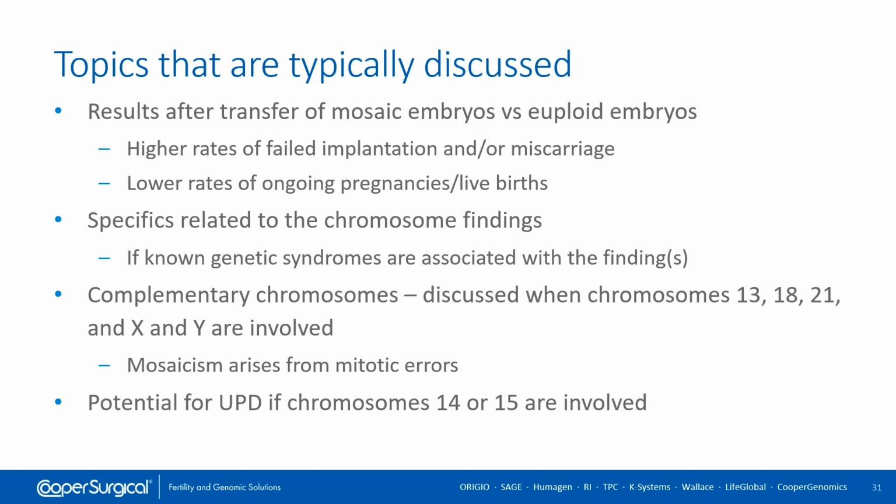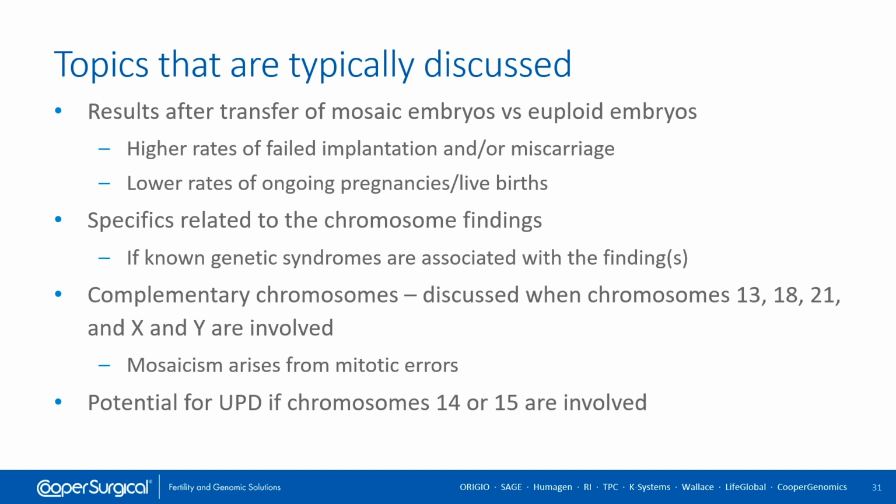When chromosomes 13, 18, 21, X, and Y are involved, we discuss the idea of complementary chromosomes. Since mosaicism arises from mitotic errors, the presence of a monosomy on a trophectoderm biopsy may indicate that there are trisomic cells present that were just not included in the sample. Possible UPD if chromosomes 14 or 15 are involved is also reviewed with the patient. Patients will often ask us to rank their mosaic embryos or tell them which ones they should transfer. This is not something that we as genetic counselors are able to do.